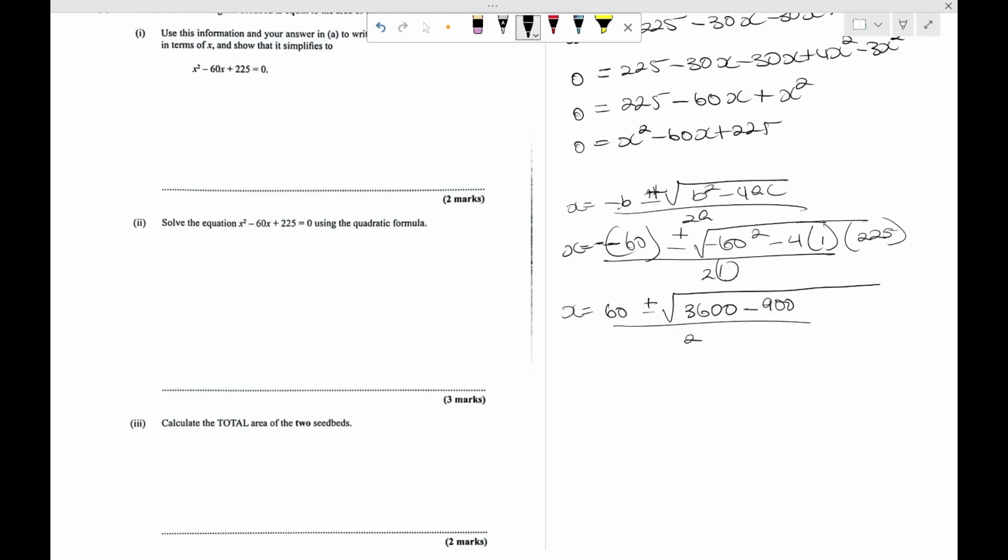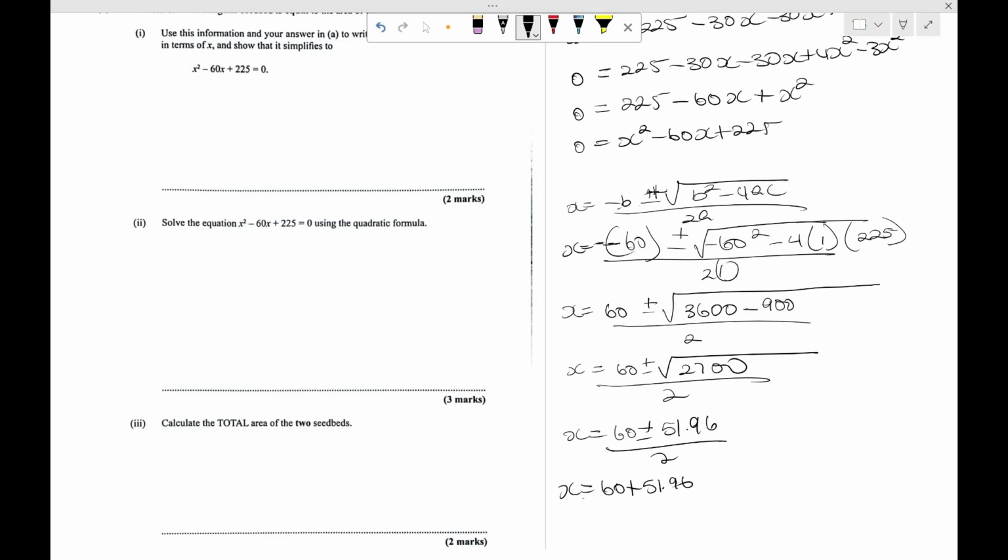all over 2. Right, we continue simplifying. X is equal to 60 plus or minus the square root of 3600 minus 900, that's 2700, over 2. X is equal to 60 plus or minus the square root of 2700. Right, calculators. That is 51.96 all over 2. So now we can split this. X is equal to 60 plus 51.96 divided by 2, or X is equal to 60 minus 51.96 divided by 2.